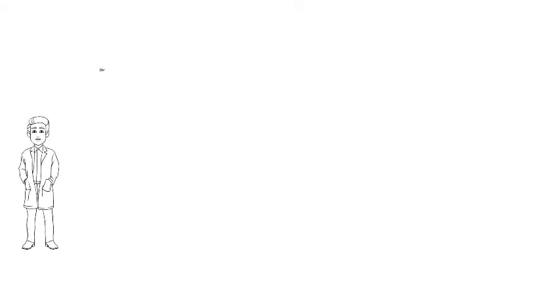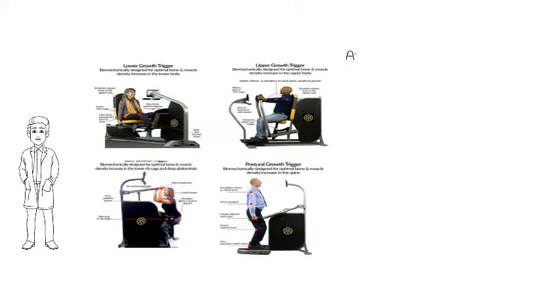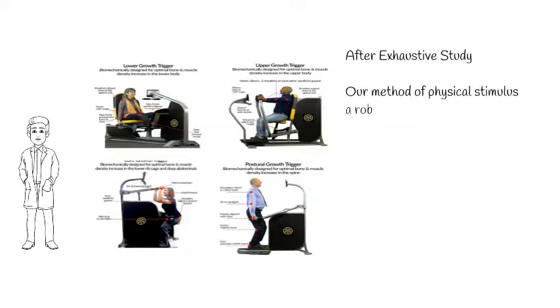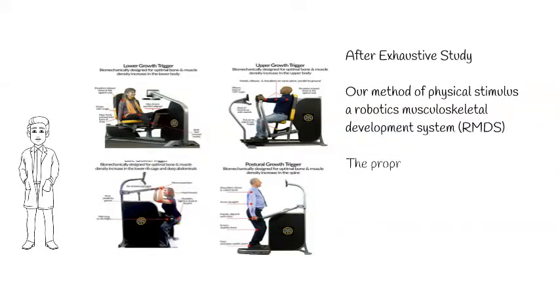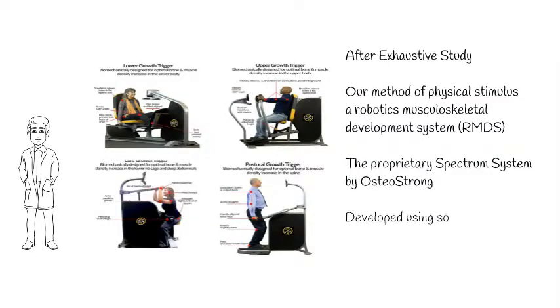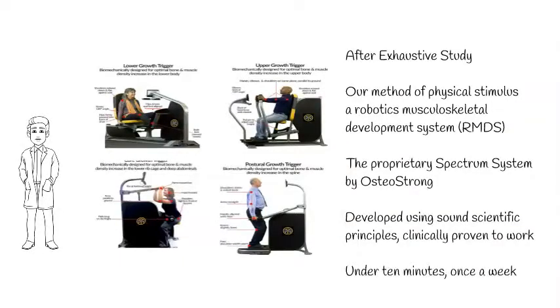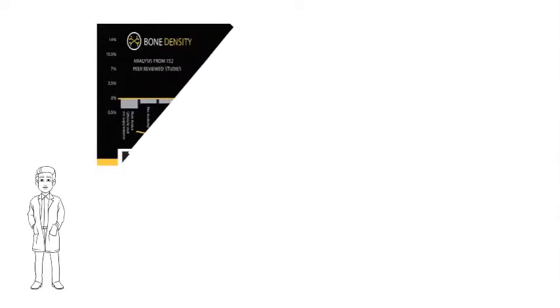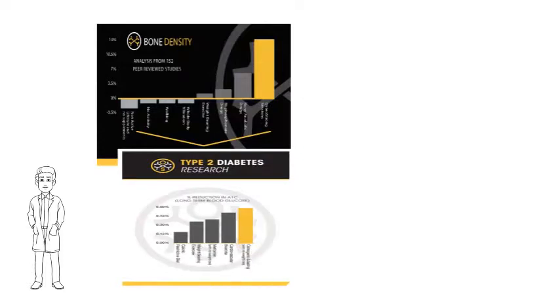After an exhaustive study to determine what physical stimulus might be best for conditioning and reconditioning the musculoskeletal system as part of a managed aging plan, we concluded a robotics musculoskeletal development system, a proprietary system by OsteoStrong that was created using sound scientific principles and proven in clinical trials to work, was the best way to go. And it takes less than 10 minutes a week. You even can come in your street clothes. What helped us make our decision?